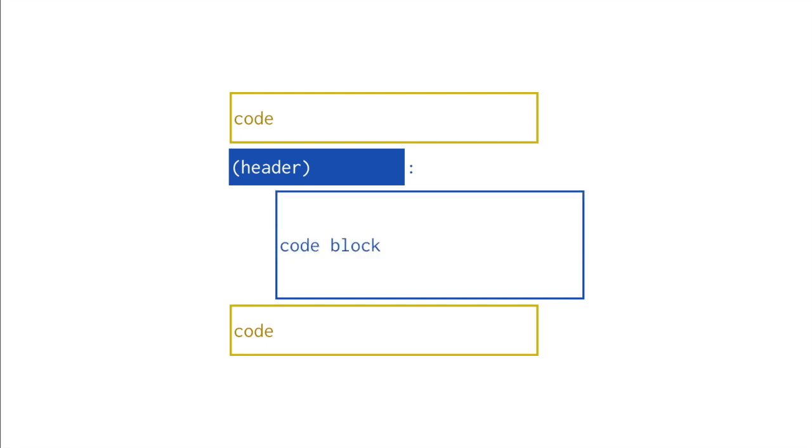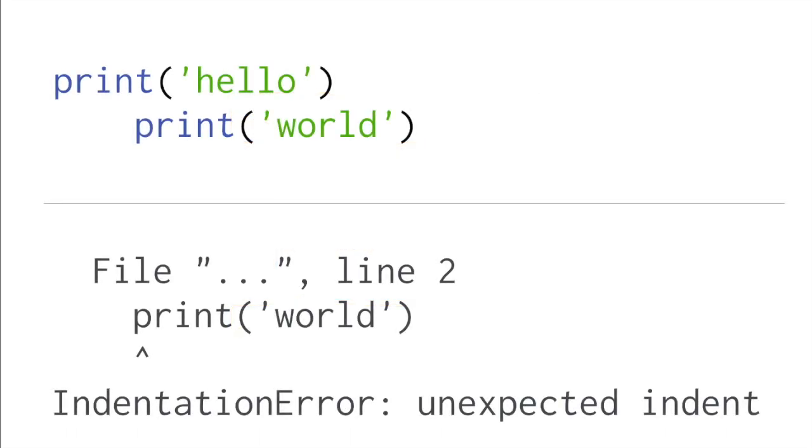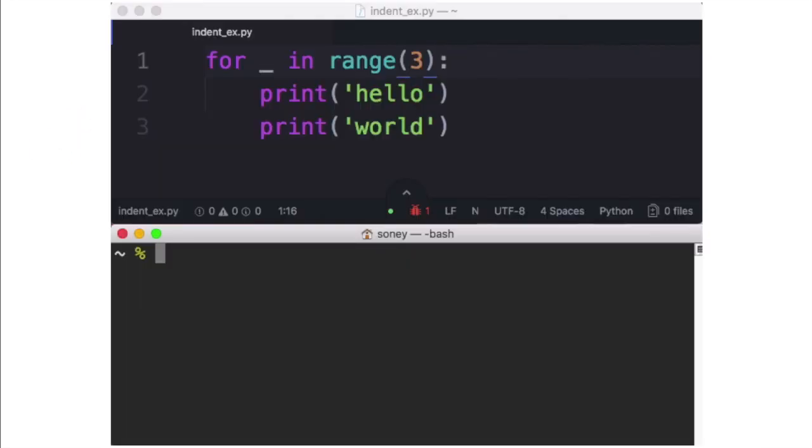Because Python relies on indentation to understand code blocks, we can't just indent random lines in our program. For example, if we try to run this code, this indentation would give us a syntax error. We can even make indentation mistakes that aren't all that visible. So here's a for loop that looks like it's correctly indented, but when we run it, we get an error.